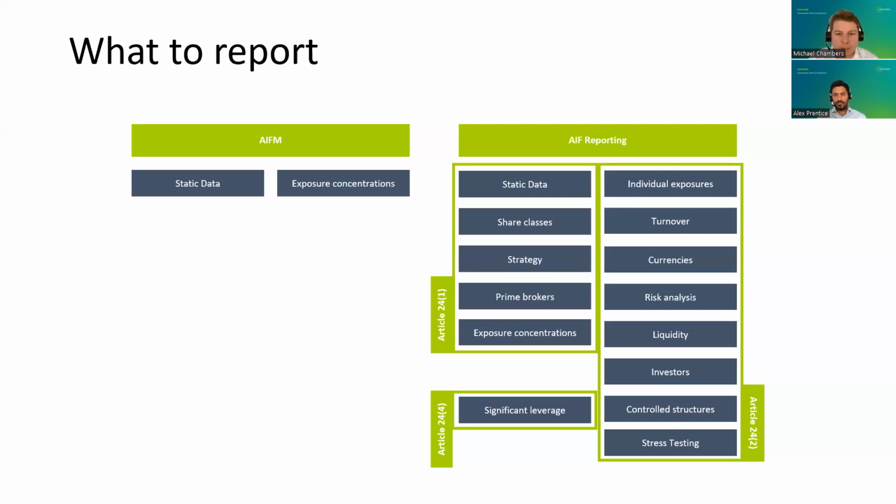On the AIF reporting side, you have three content bubbles, if you like. That's maybe the easiest way to think about it. And we'll come on to who has to report those specific bubbles on the next slide. But just to give a bit of an overview as to what we mean by each of those boxes. Static data, I think, is fairly straightforward. That's the unique identifiers, the type of fund that you are, the prime brokers that you have, the strategy that the fund deploys, that kind of thing.